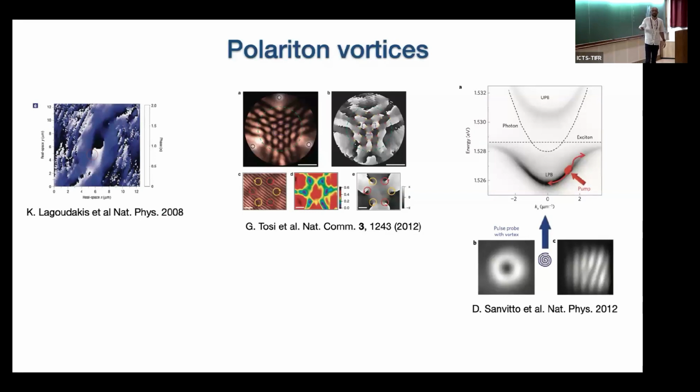And so vortices have been observed in these polariton condensates. I just show here a few experiments. This one was with incoherent driving, this one was in the parametric oscillation case, and you see that by shaping the pump profile of the incoherent drive, you can create arrays of vortices.